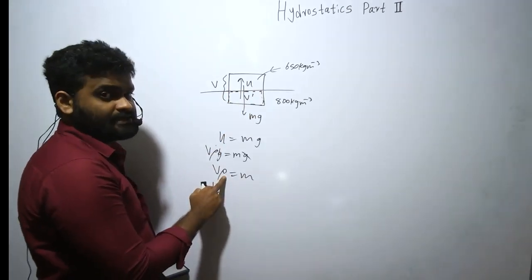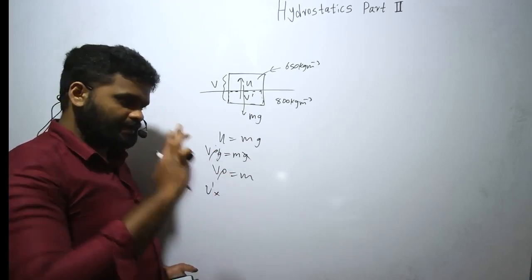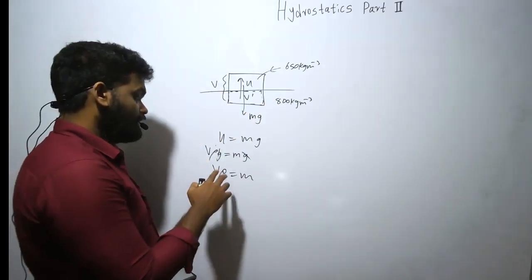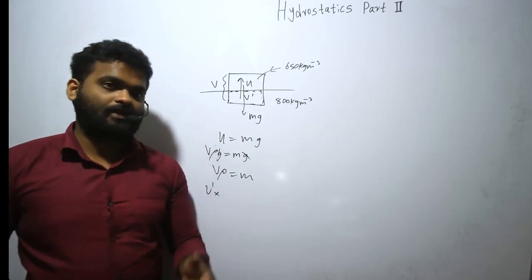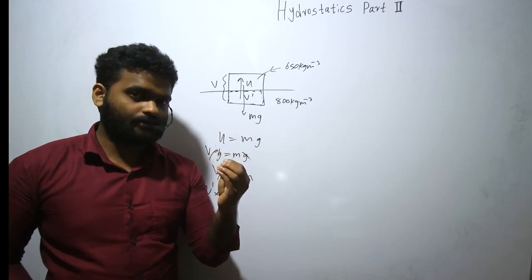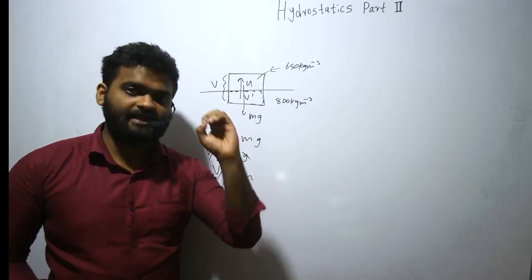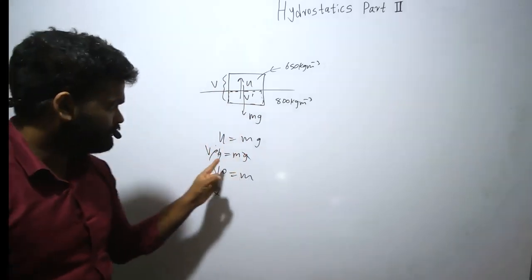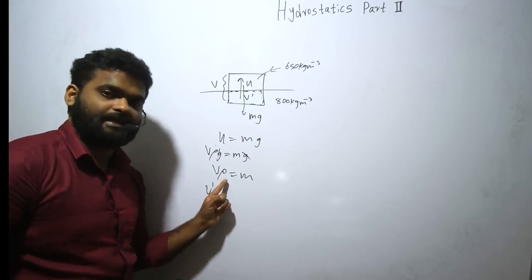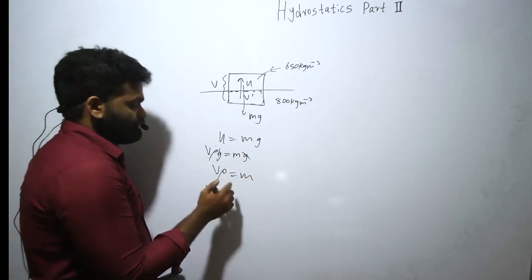This is the density of the liquid. You don't have to memorize this if you clearly understand what upthrust means from the fundamentals. If I recall for you, upthrust is always equal to the weight of the displaced liquid. So obviously this V rho should be the weight of the liquid. So this density should be the density of the liquid, not the density of the object.